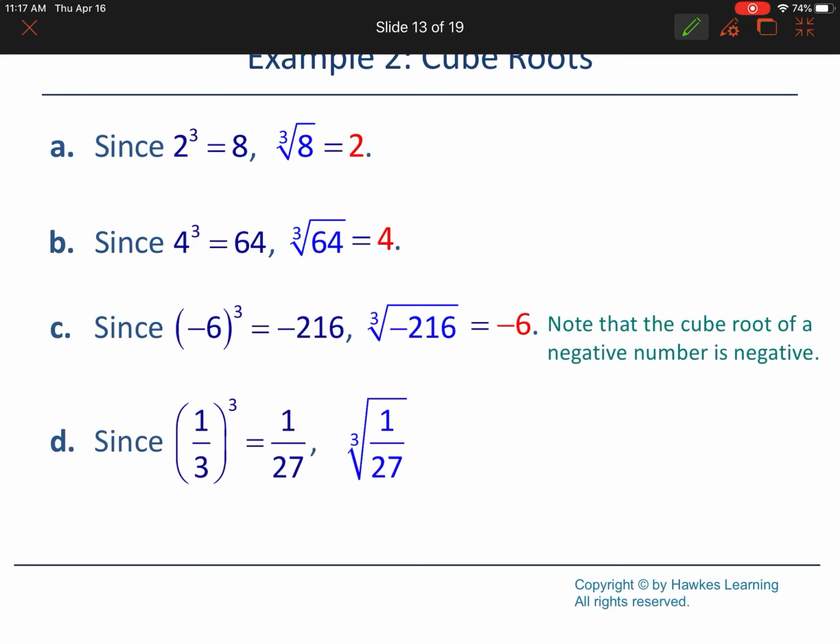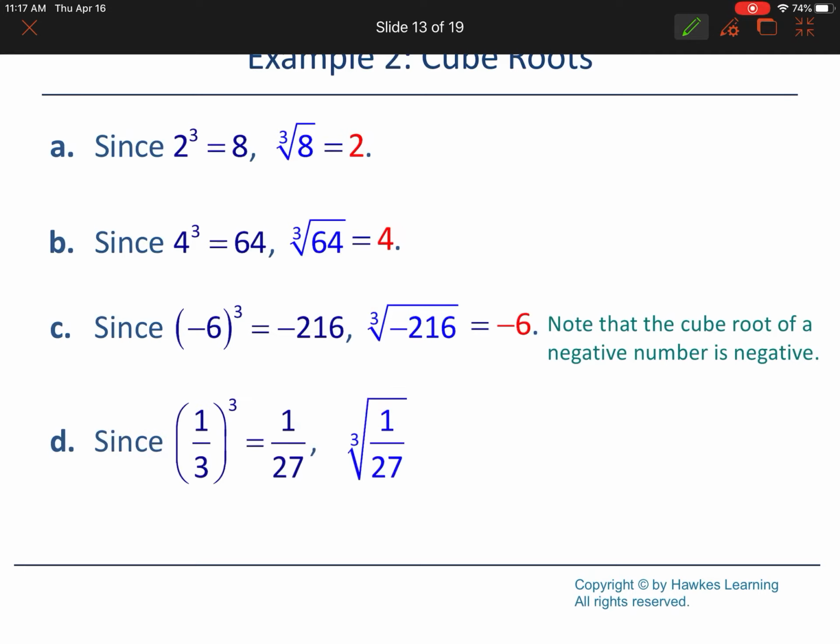And we can do it with fractions, just like we did with square roots. If I know that 1/3 cubed is 1/27, then the cubed root of 1/27 would just be 1/3.